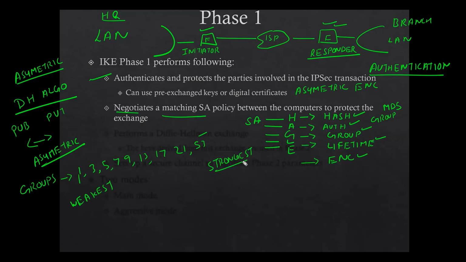Weakest and strongest in which perspective? In what sense? See, what happens is a lot of times 21 is the maximum. So group number 21 is basically used the most. What it basically means is that the public key and the private key that you are going to use will be a very lengthy and complex key.